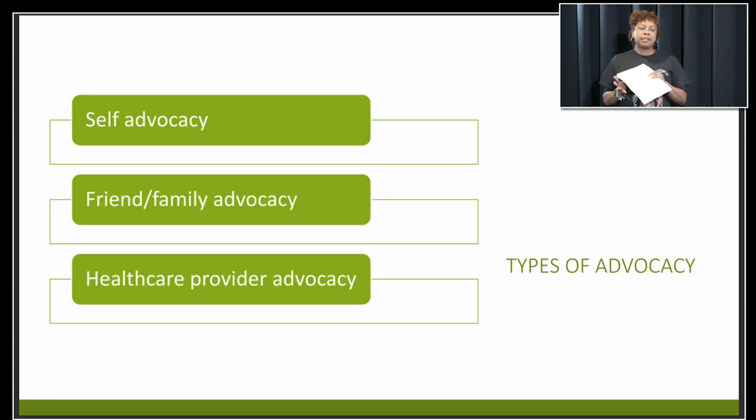So there are three main types of advocacy that I just want to address. Self-advocacy, which we talked about, friends and family being advocates for you, and healthcare provider advocacy. So again, we don't want anyone with sickle cell disease receiving their primary care in the emergency department. They need to have a primary doctor that specializes in sickle cell disease so that they can receive the proper care and advocacy that they need. Next slide.